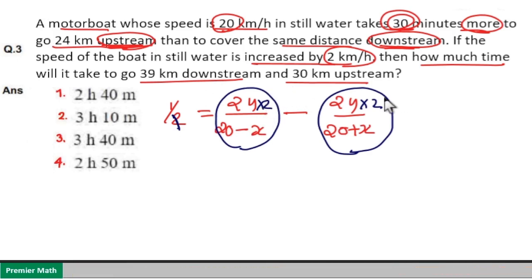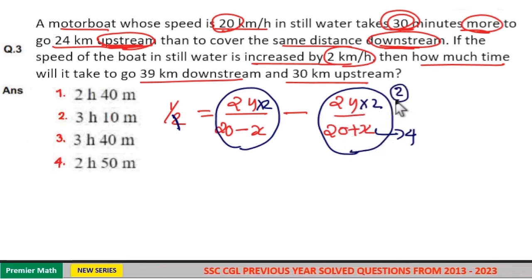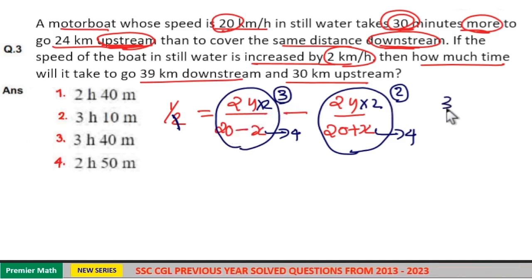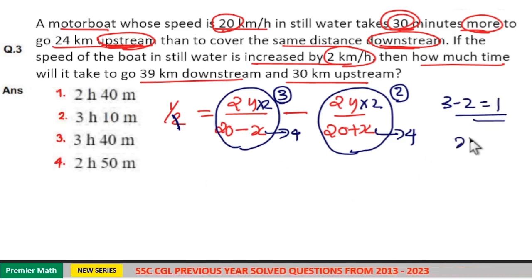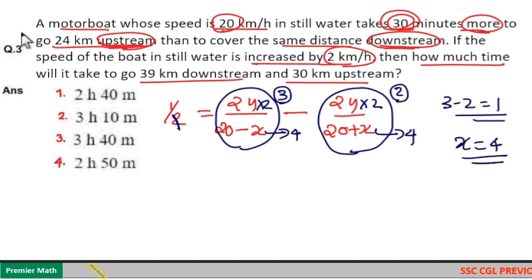So let's check for the answer. Here if I add x as 4, this is 48 and this is 20 plus x. So 48 by 24 is 2. So this term will become 2. Same way here if I put x as 4, 20 minus 4 is equal to 16. 16 goes 3 times in 48. So 3 minus 2 is equal to 1. So the equation is balanced. In that case x is equal to 4.